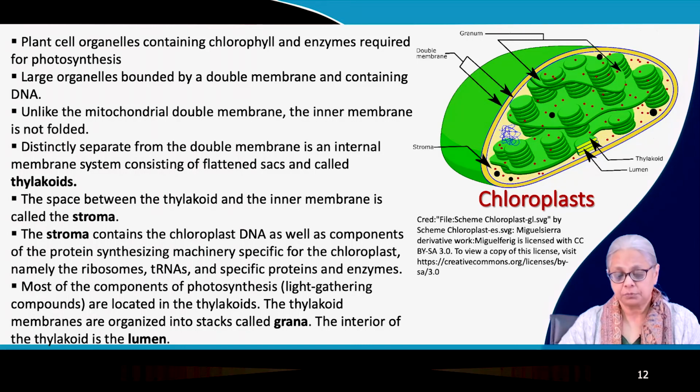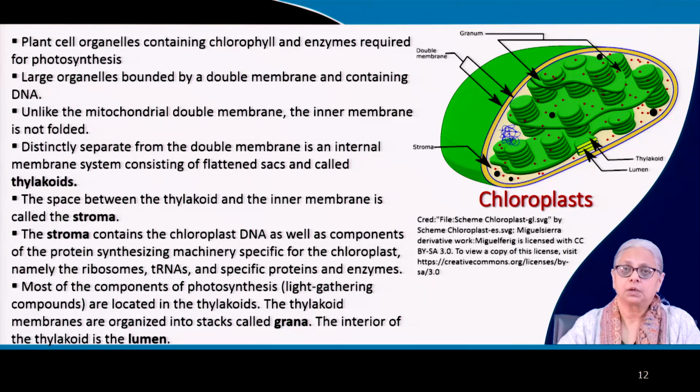So distinctly separate from the double membrane is an internal membrane which contains flattened sacs. So you can see these flattened sacs, and these are called thylakoids. So these are the thylakoid, they're literally flattened sacs. The space between the thylakoid and the inner membrane is called the stroma. So this empty space in light yellow color is the stroma. Now the stroma contains the chloroplast DNA. It also has the protein synthesizing machinery that is required for the chloroplast. So you can see the ribosomes, you can see the transfer RNAs and the specific proteins and enzymes freely floating in the stroma.